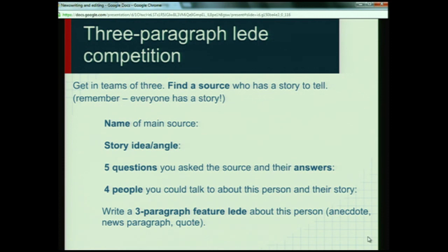3-paragraph lead competition. We won't have time for this. I was going to have you do it. It is in your resources. It's on your flash drive. This I do in one class period.